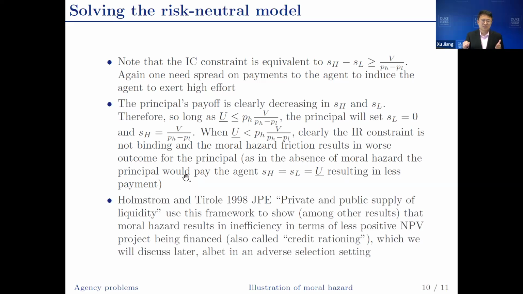The Holmstrom-Tirole 1998 JPE paper used this risk neutral framework to show that moral hazard results in inefficiency, in terms of having fewer positive NPV projects being financed. Because in the first best case, all the positive NPV projects should be financed. But with moral hazard, not all positive NPV projects would be financed. This is also called credit rationing. We're going to discuss this in lesson 6 of this module. However, we're going to discuss that in an adverse selection setting.